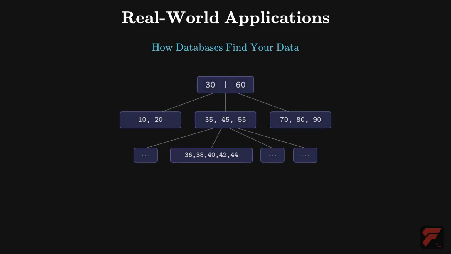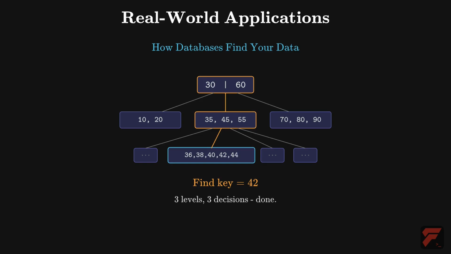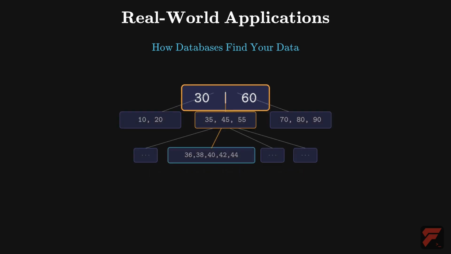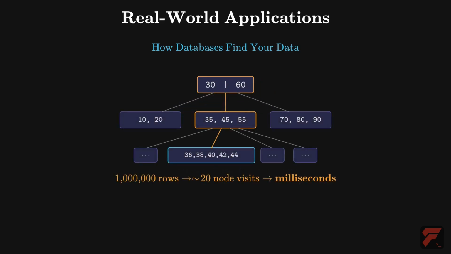Second application, databases. When you query a table with millions of rows, how does it find your record instantly? B-tree indices. Finding key 42. 3 levels, 3 decisions, done. Here's where binary search lives. At every node, the keys are sorted. We binary search them to pick the right child. It's binary search inside binary search. A million rows? About 20 node visits. That's why your database queries return in milliseconds.